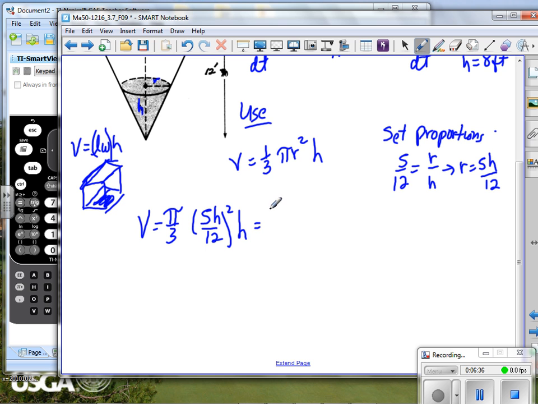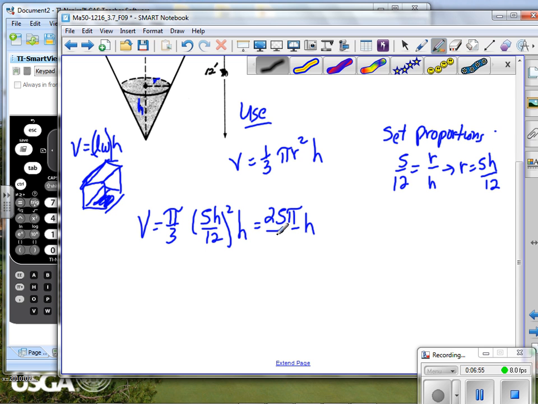Let's see, we can clean this up as 25 pi divided by 36 h. Oops, that's not right. I wish it were that simple. So let's make this, oh, that's not it either.